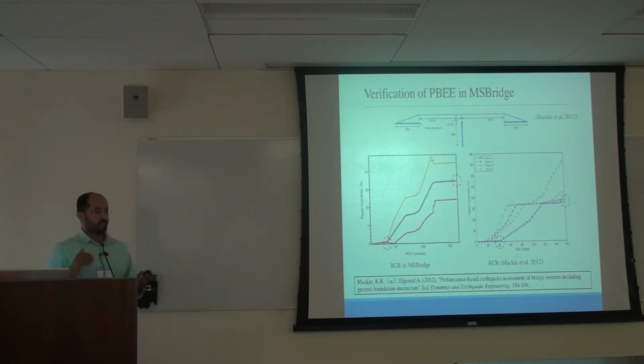In order to verify that MS Bridge is working fine, we used one of the published case studies by Dr. Kevin Mackey, and this is the one we chose. You can see the publications in the SDEE journal. So here on this simple case, 2-span single column. For the rigid case, he got around 34% repair cost ratio. We got the same. And the repair cost will start accumulating at 40 PGV. We got a very good match.